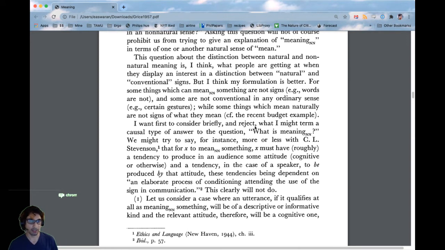For some things which can mean in this non-natural sense something are not signs, e.g. words are not. I'm not sure exactly what signs means in that particular debate, but he's saying words are not signs. A word doesn't stand directly for something necessarily. And some are not conventional in any ordinary sense, e.g. certain gestures. Like when you wave your hands wildly, you might mean I'm over here, even though there may not be a convention that waving your hand that way is how you tell someone I'm over here.